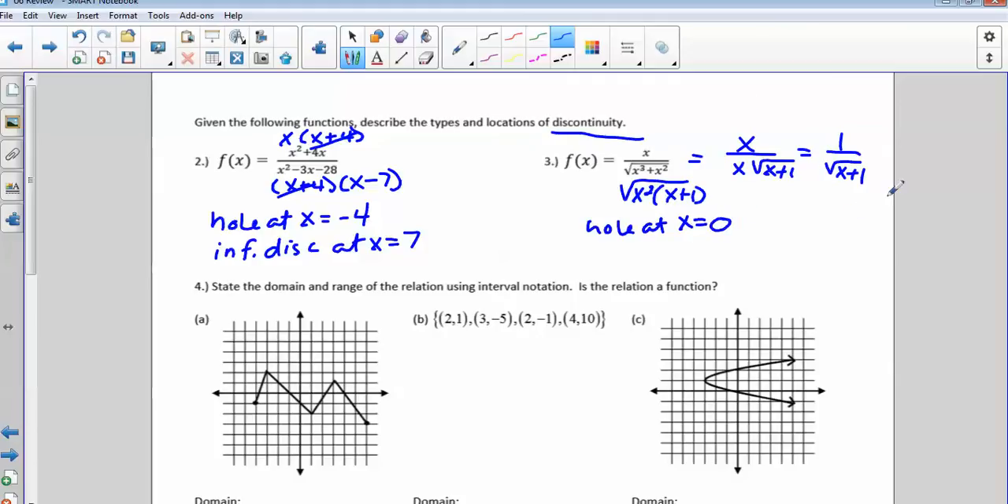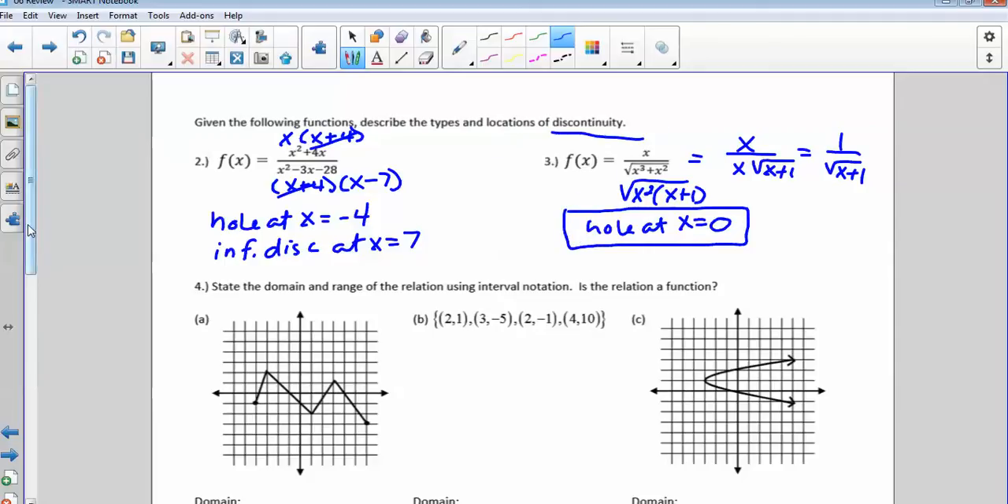Now normally, anything that would make your denominator 0 would be a vertical asymptote. Because this is a square root, though, the domain of this function actually begins at negative 1. So instead of being an asymptote, it's going to be a hole, a starting point. So this function is continuous over its whole domain of negative 1, not including negative 1, to infinity. So the only point of discontinuity within the domain is the hole at x equals 0.